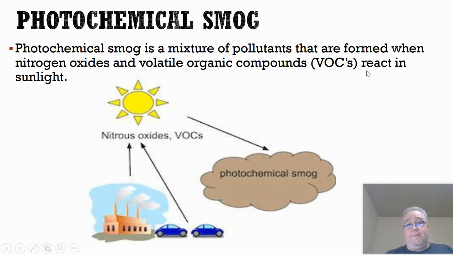But they're formed anytime nitrogen oxides, remember those are NOx compounds that we talked about previously, and something called volatile organic compounds, also known as VOCs, which I'll explain on the next slide, react in the presence of sunlight. Then you can get photochemical smog. Now, there's some chemistry behind this, so I really need you to pay attention here because this can get a little tricky if you don't really understand some of the chemistry behind it.